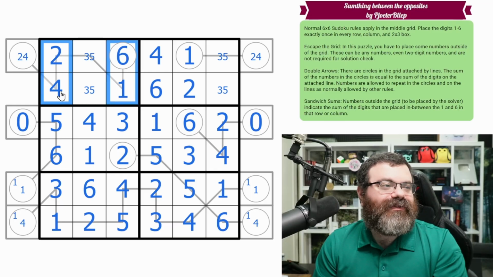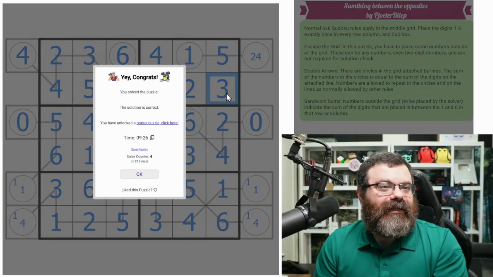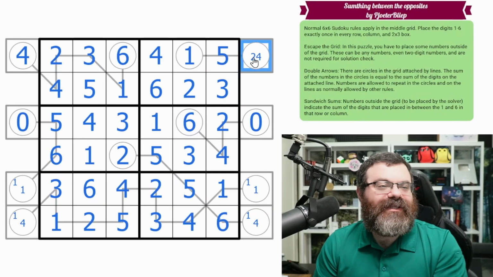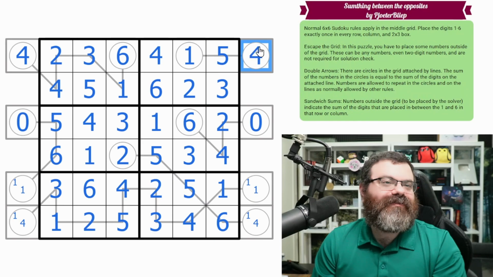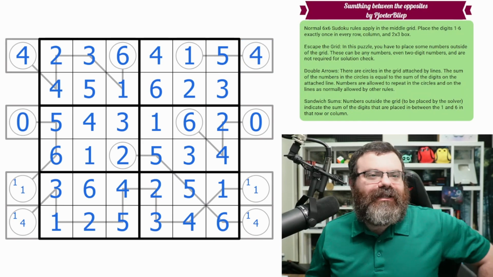So what does this add to? So the 6 takes care of the 6. So basically these two add to this digit. So it has to be 1 plus 3 is 4. Oh, sorry. Let me fill this one though. This is 1 plus 4 is 5. There we go. And that's it. We're done.